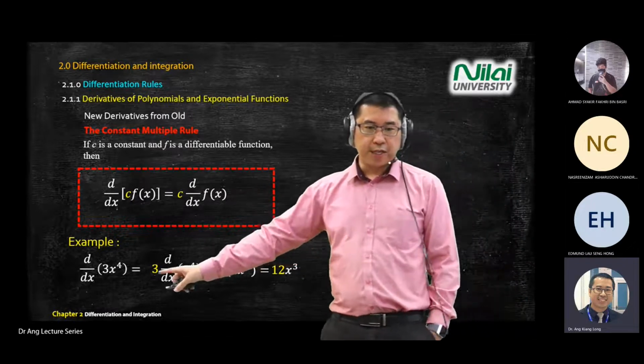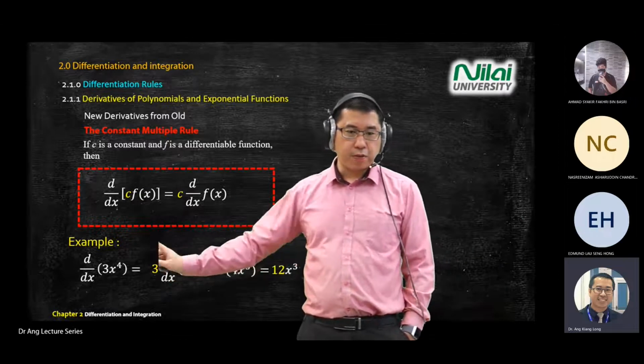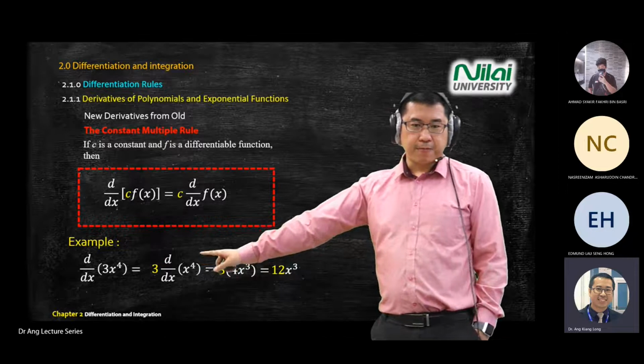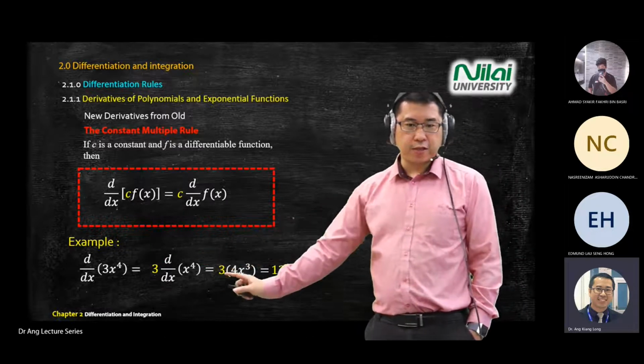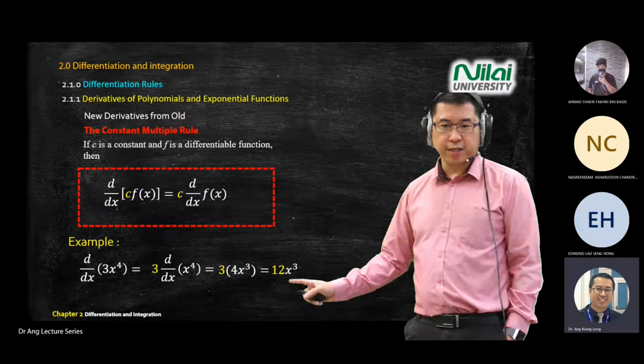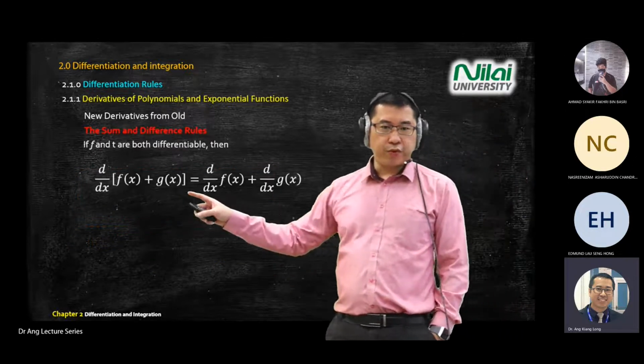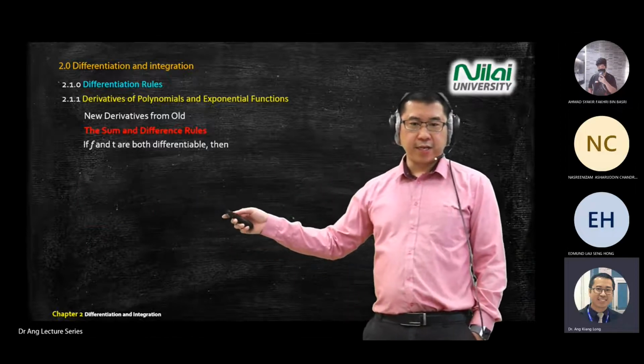Okay, if you see a constant value, you can pull it outside first, then you solve for the x power something. Okay, you solve for that one. This is called differentiation. Later we look at integration. Okay. Next, if you have two functions, just now it's a constant value.